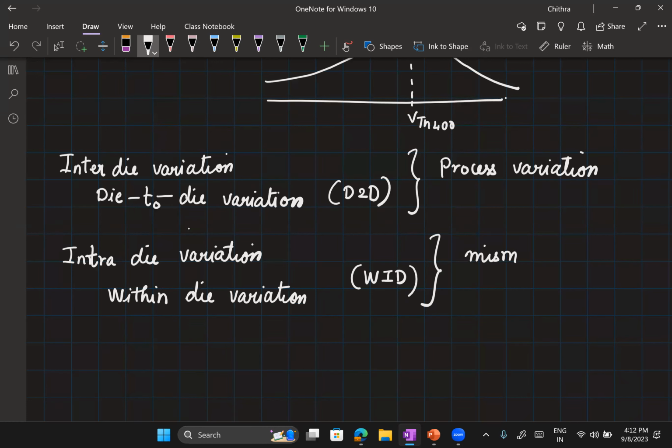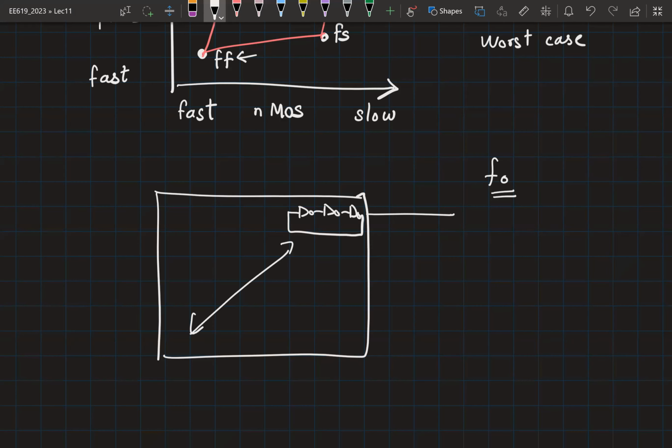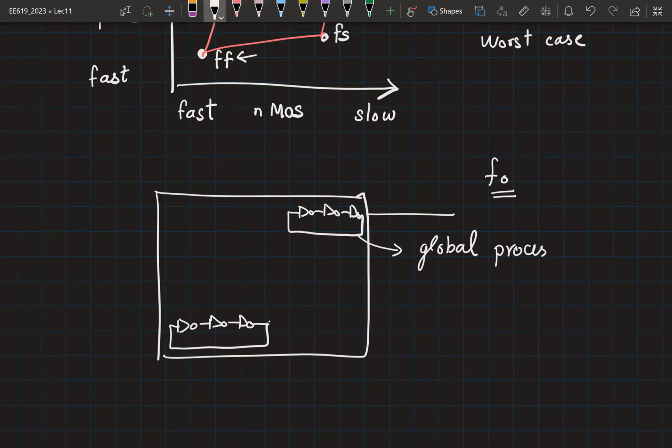Now, if your die is very large, as I mentioned earlier, you can have different transistor properties across the die. So then if required, you can put another ring oscillator in the other part. Due to these reasons, these ring oscillators are called a global process monitor, because they are helping you monitor the process variation.